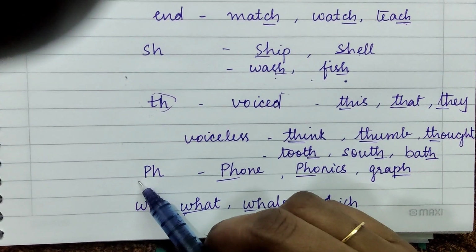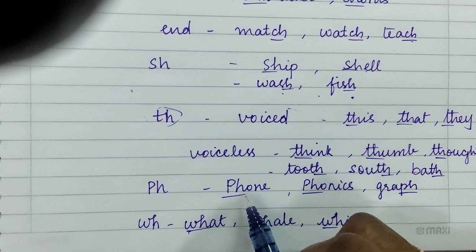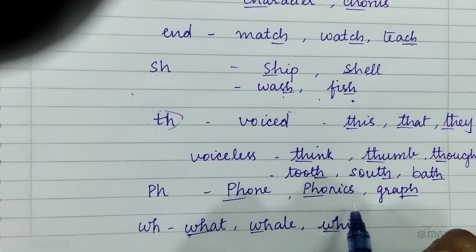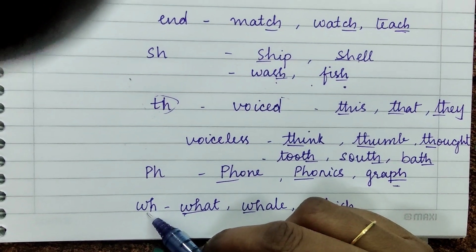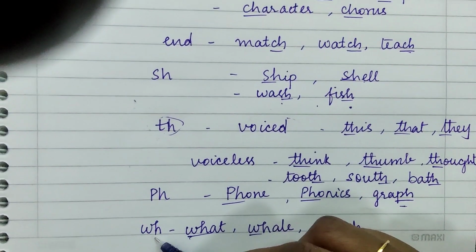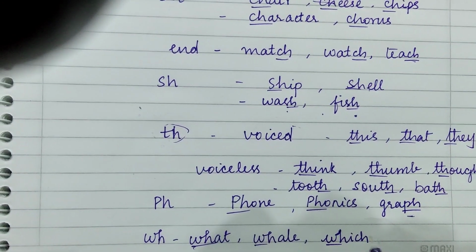Next one is ph. It is f, as in phone, phonics. At the end it is graph. The last digraph is wh, as in what, whale, which.